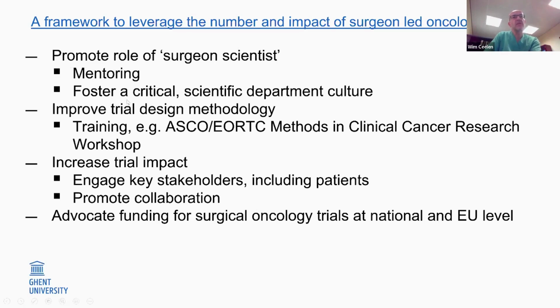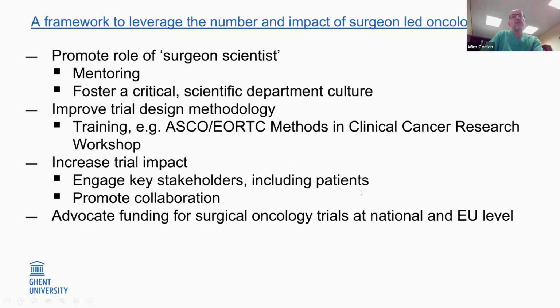You need, of course, to work in an environment that allows you to do research. It's imperative that we have a good insight into the methodology of clinical trials, and there is training available. For instance, this ESSO EORTC methods in clinical cancer research workshops, but also the ESSO is organizing a number of educational events, both during the Congress and outside the Congress.